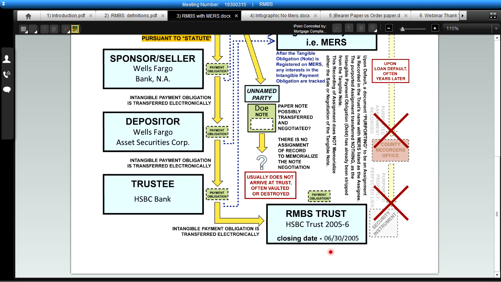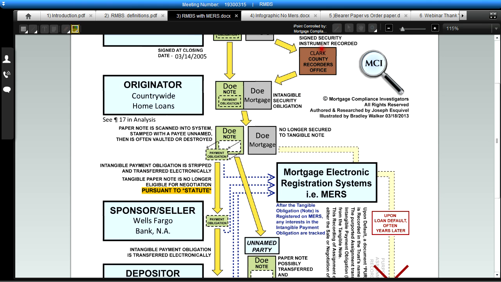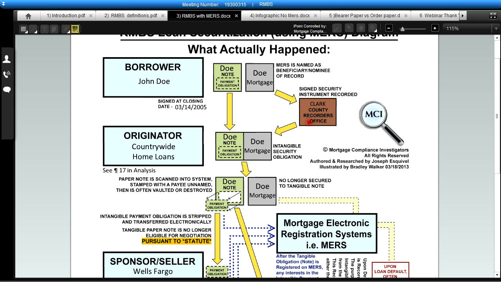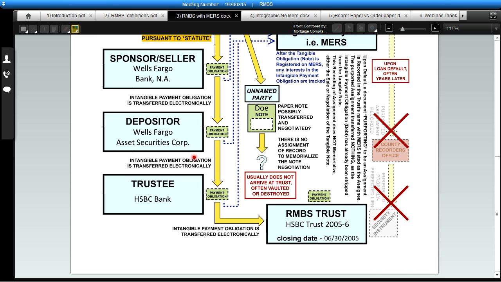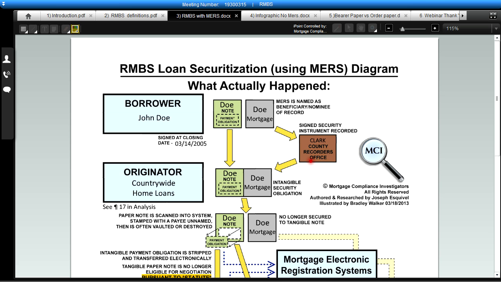So if this were to have happened correctly, then we should have seen the sponsor and seller being recorded at the county recorder's office, the depositor being recorded at the county recorder's office, the trustee being recorded at the county recorder's office, all in conjunction with the proper negotiation and sale of the note, the payment intangible, and the assignment of the mortgage.